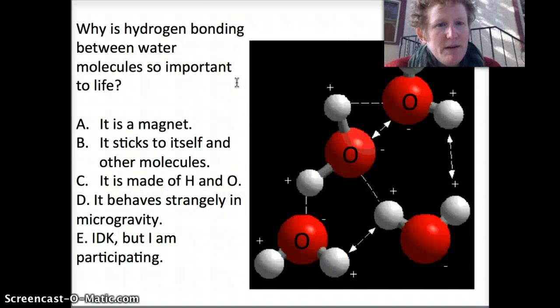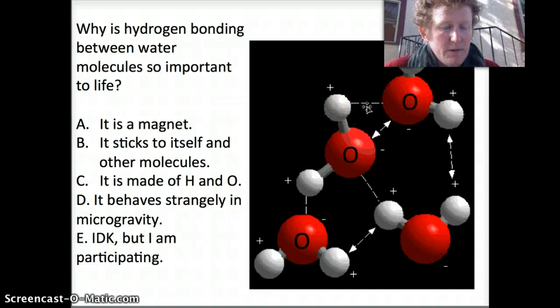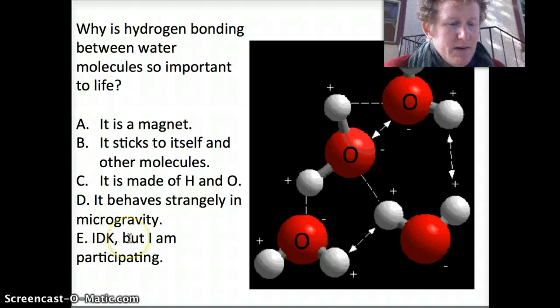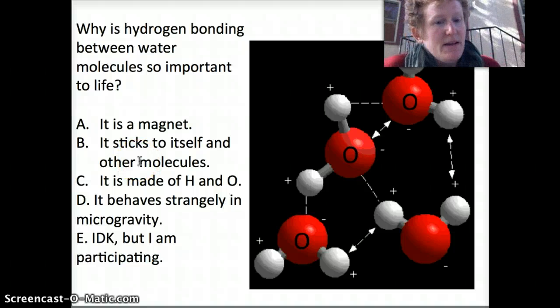So why is hydrogen bonding between water molecules so important? Remember, the hydrogen bonds are between the molecules. Is it a magnet? Is it that it sticks to itself and other molecules? Is it made of hydrogen and oxygen? Does it behave strangely in microgravity? Or, I don't know, but I'm participating. I bet that you picked B. It sticks to itself and other molecules. When it sticks to itself, it's called cohesion. And when it sticks to other molecules or other substances, it's called adhesion. Like when you add something else, it's adhesion.